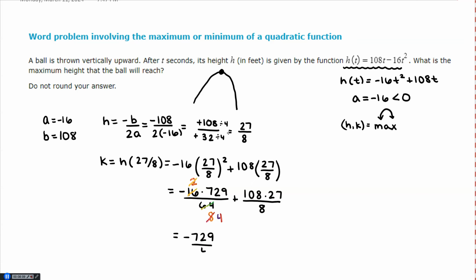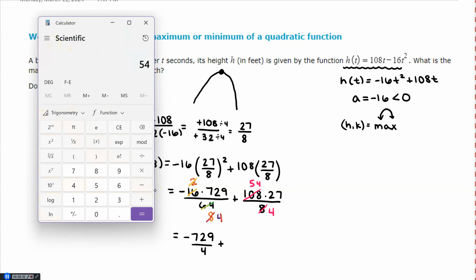And on the bottom, I've got 4. So now plus, here I want to make sure my bottom turns into a 4. So I'm going to divide this guy by 2 to make 4, and I'll divide this guy by 2, and that's 54. So I need to do 54 times 27. 54 times 27 equals 1458.